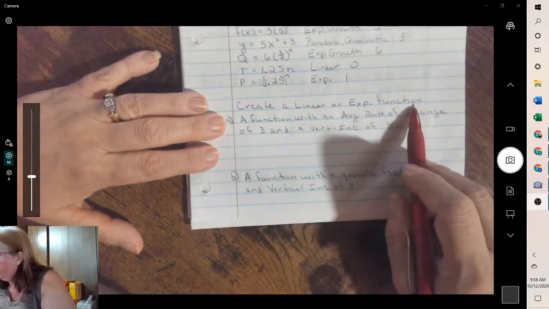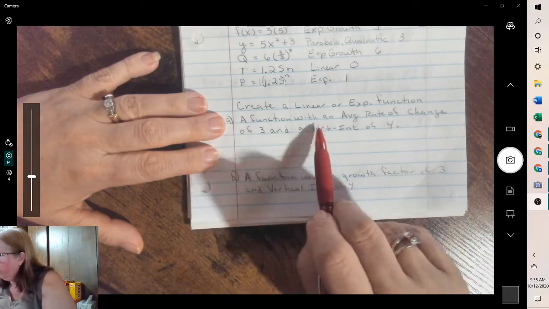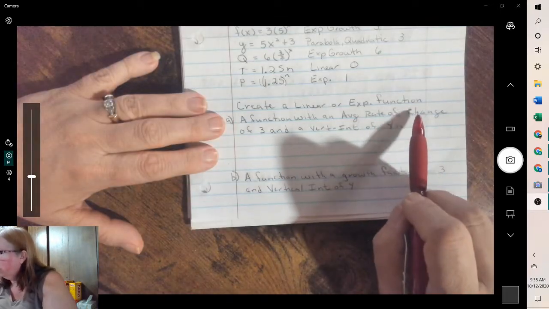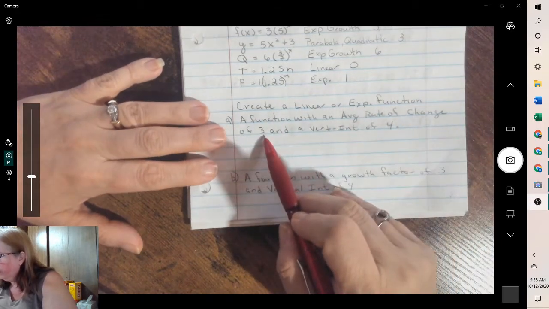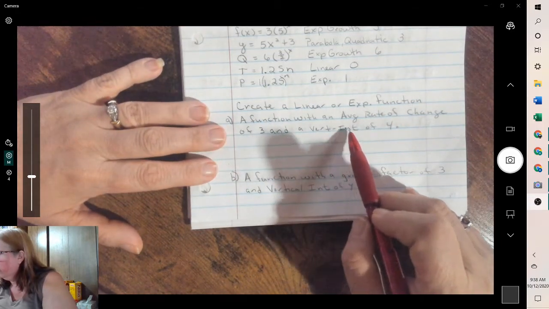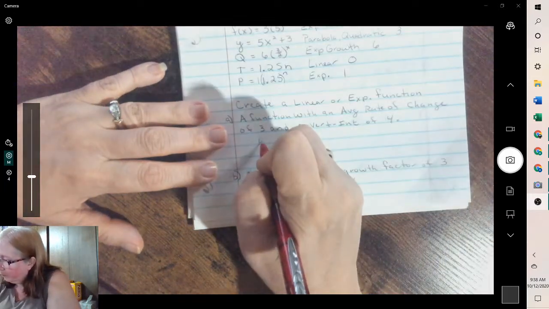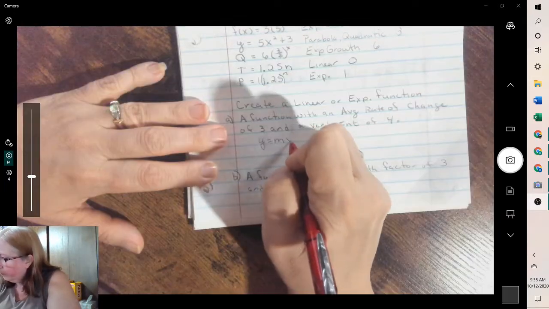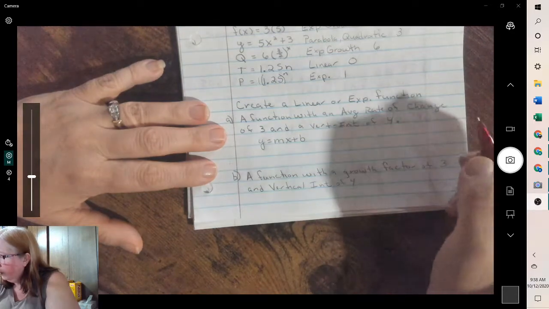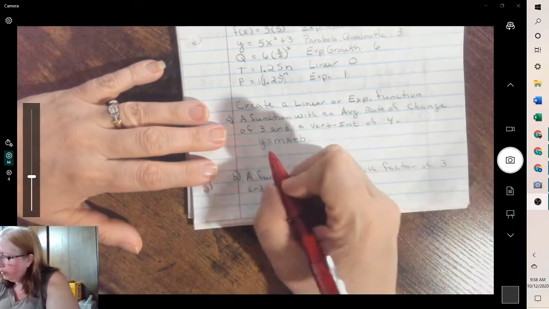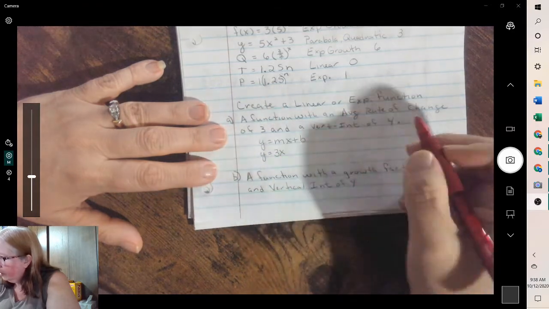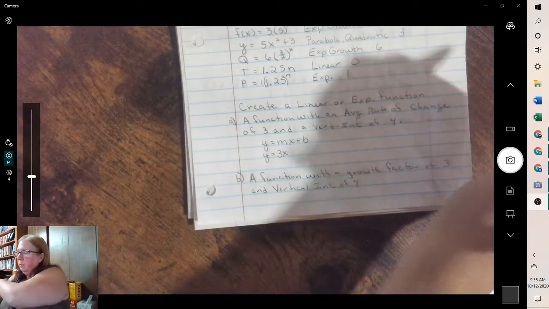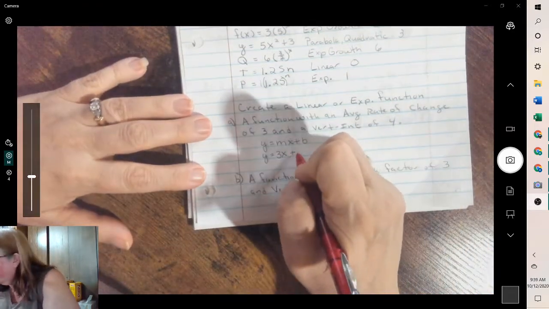Create a linear or exponential function. A function with an average rate of change, that's slope, that's linear. It's the same change every time, of 3, and a vertical intercept of 4. So average rate of change is your slope, and the vertical intercept, which is the starting amount, is your plus 4.